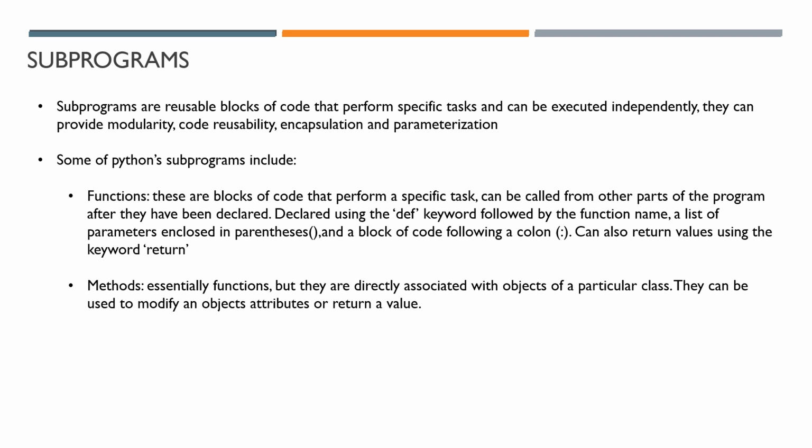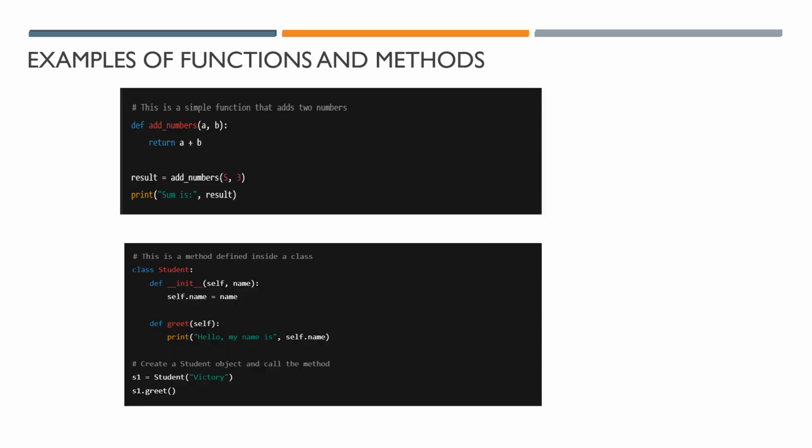Another Python subprogram is a method. Methods are essentially functions, but they are directly associated with objects of a particular class. They can be used to modify an object's attributes or return a value.